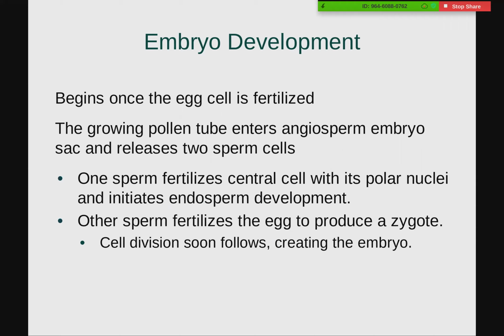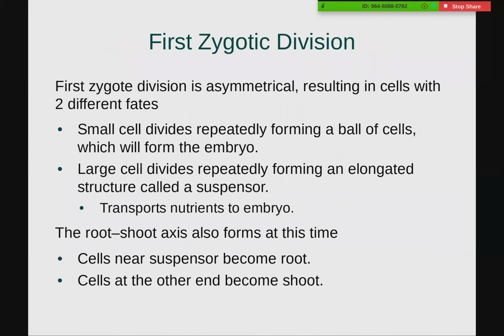Now, the first zygotic division is asymmetrical, resulting in cells with two different fates. So the first one is the small cell, which divides repeatedly to form a ball of cells, which will then form the embryo. Then the large cell divides repeatedly, forming an elongated structure called the suspensor, which transports nutrients to the embryo. Now, the root-shoot axis also forms at this time, via cells near the suspensor become the root, and cells at the other end become the shoot.